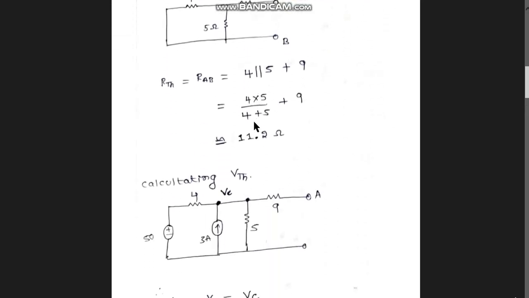Now calculating VTH, for that what do we have to do? You just have to remove that load resistance and calculate the voltage drop across these two terminals now. Calculating the voltage across these two is nothing but calculating the voltage at this point, right? Because there is no flow of current, because this is open circuited. When the current comes here, it will go completely in this branch, not here, because this is open circuit. There is no path for that current.